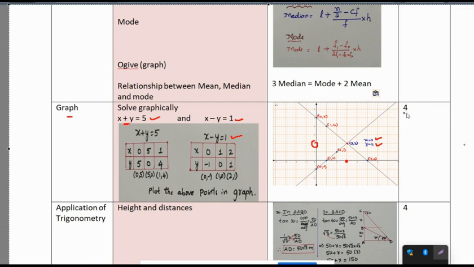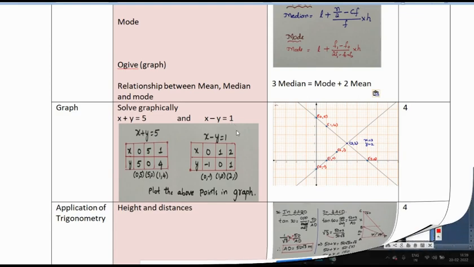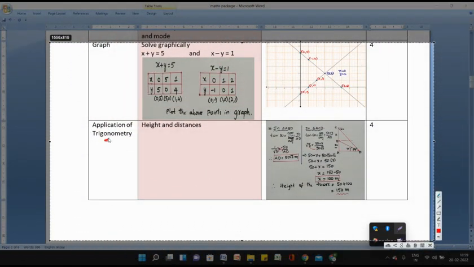This question is for 4 marks, students. I have attached the YouTube link on how to solve this pair of linear equations graphically. Please refer to it, students. Next, a long answer will come from application of trigonometry for 4 marks, students.